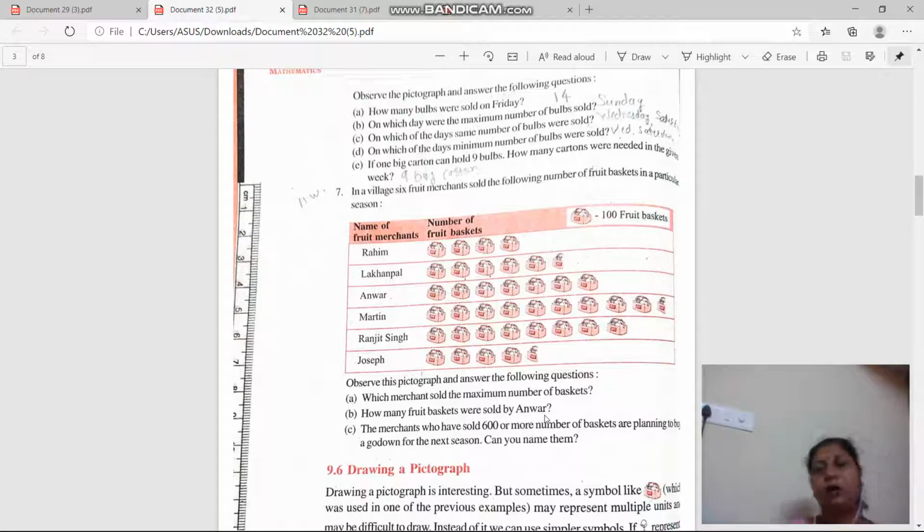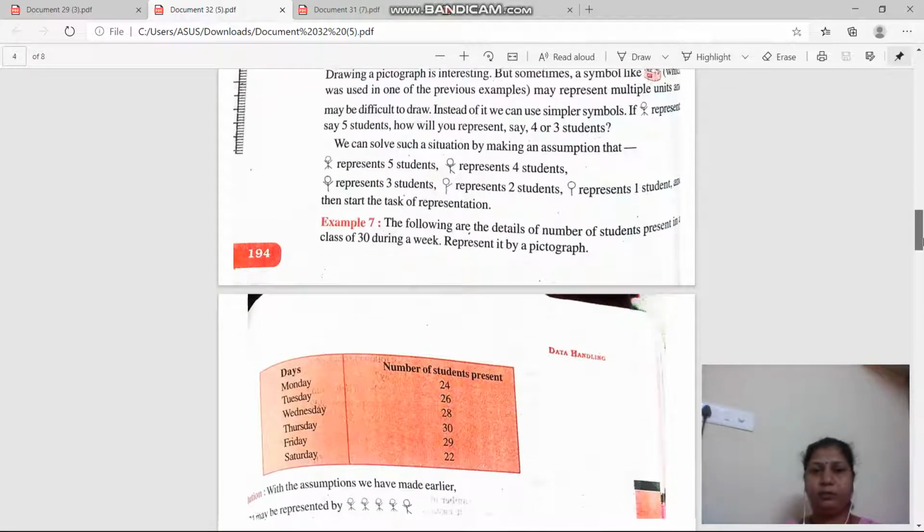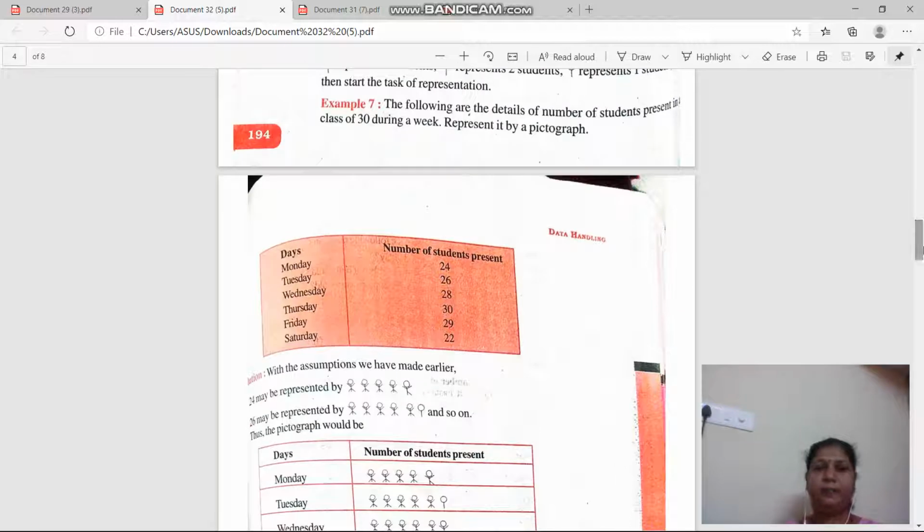Okay, this is all about the pictograph. Now next thing, drawing a pictograph. So I think we have completed this one also, right? So till now we studied the pictograph, how with the help of a pictograph we organize data and answer the questions.